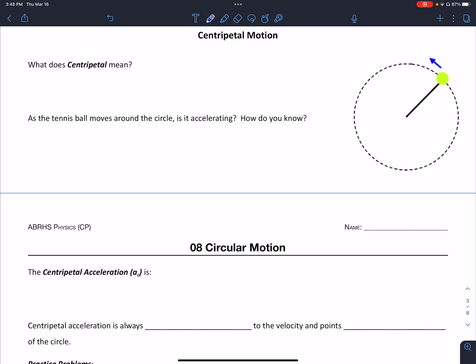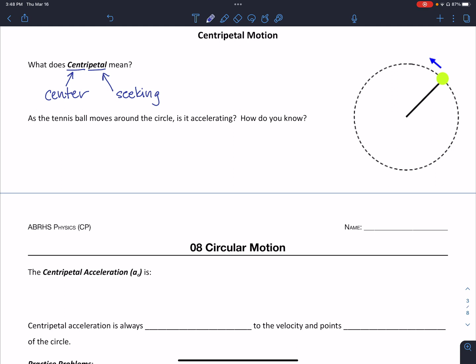That word was actually derived by Sir Isaac Newton, he of the motion laws and calculus, based on some words from Latin. If you split the word in half, centri comes from centrum, which in Latin means center, and petal comes from petos, which means seeking. So centripetal means a motion that is center seeking. What does that really mean?